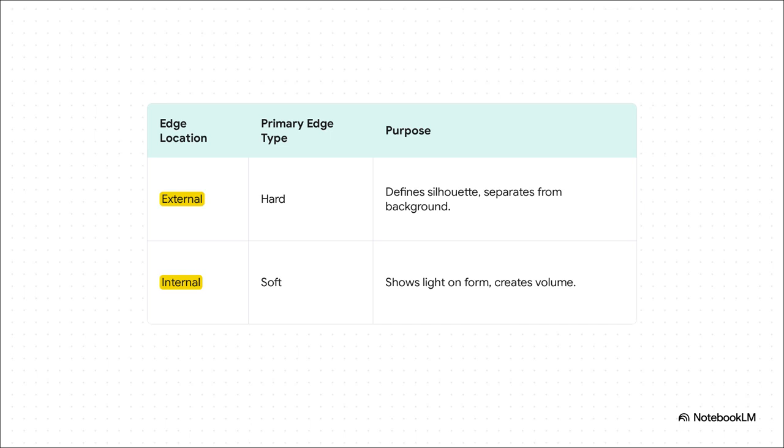Your external edges, the silhouette of the object, are usually going to be hard to separate it from the background. But the internal edges, all those transitions of light and shadow across the surface of the object, those are almost always going to be soft to show that it has volume.